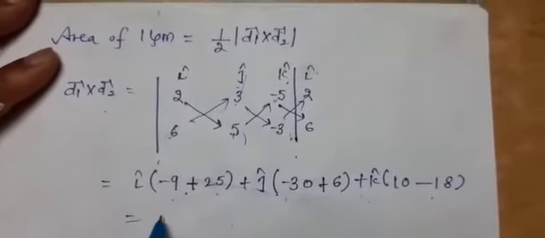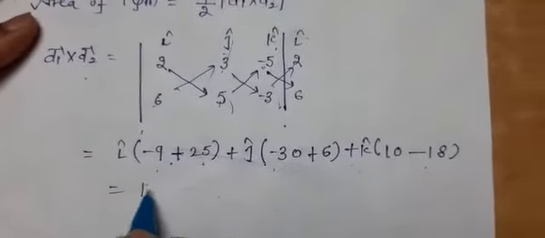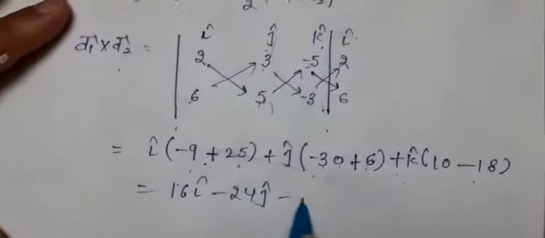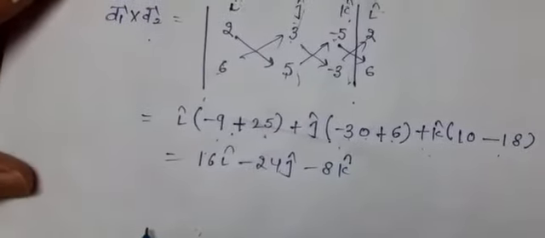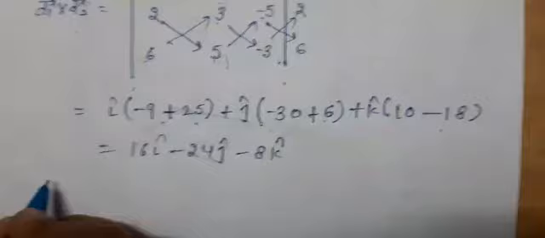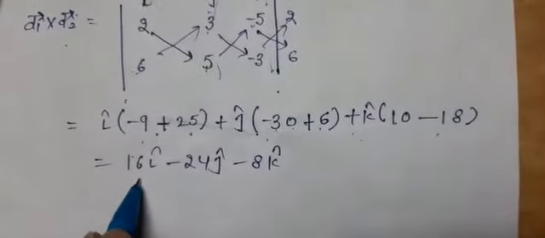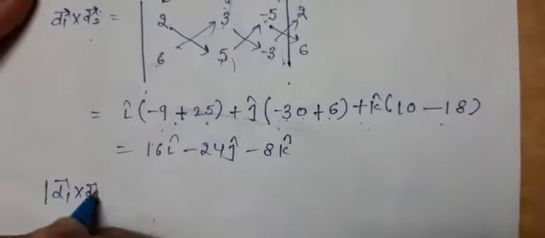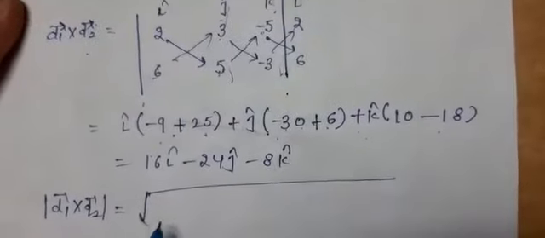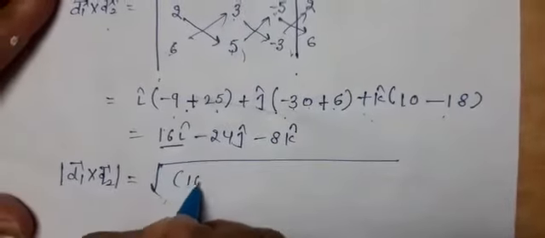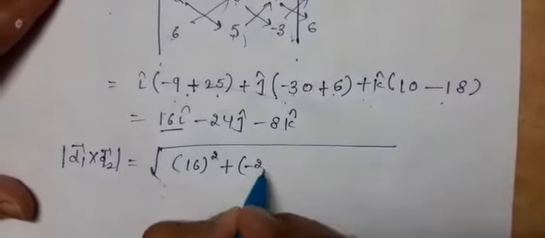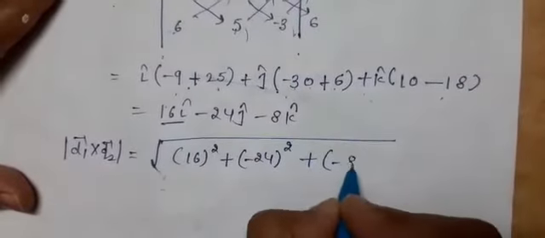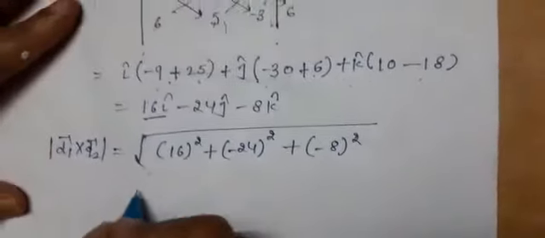So now 25 minus 9, this is 16. Then -30 plus 6, this is -24J, and -8K. So this is D1 cross D2. Now if I have to take its modulus, the magnitude which we obtain by taking the square root, the coefficient of I is 16 square, plus the J coefficient -24 square, plus the K coefficient -8 square.